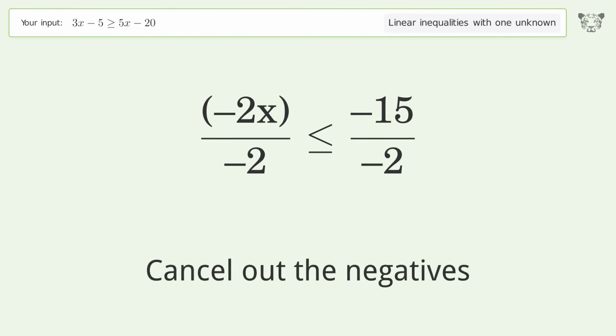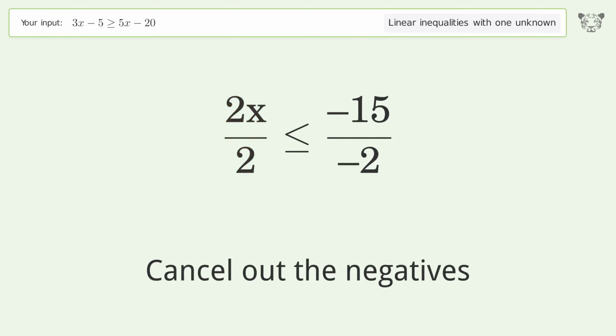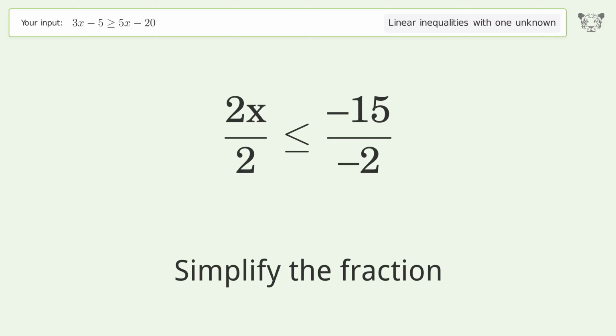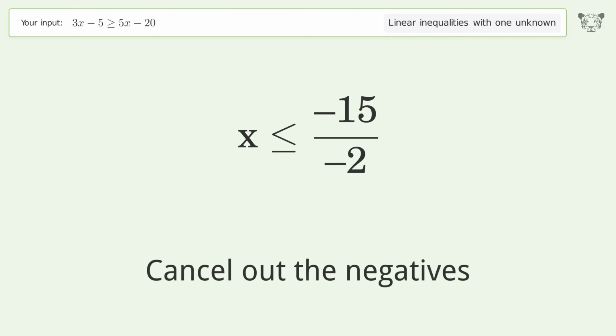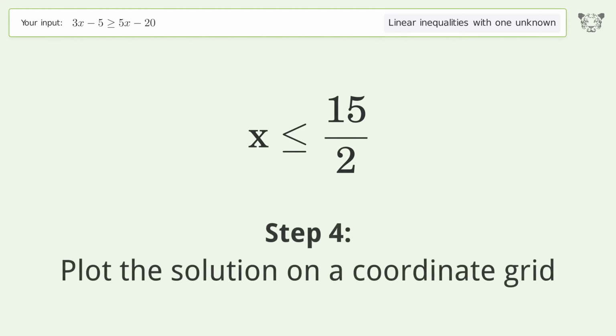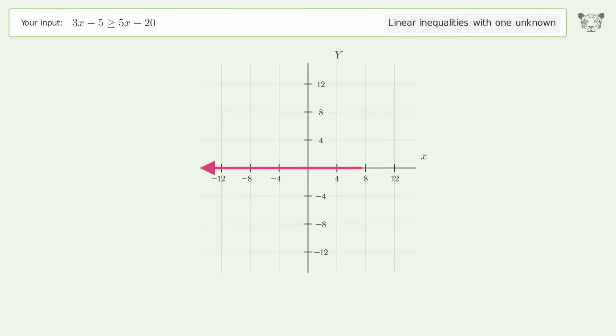Cancel out the negatives. Simplify the fraction. Cancel out the negatives. Plot the solution on a coordinate grid. And so the final result is x ≤ 15/2 ≤ 71/2.